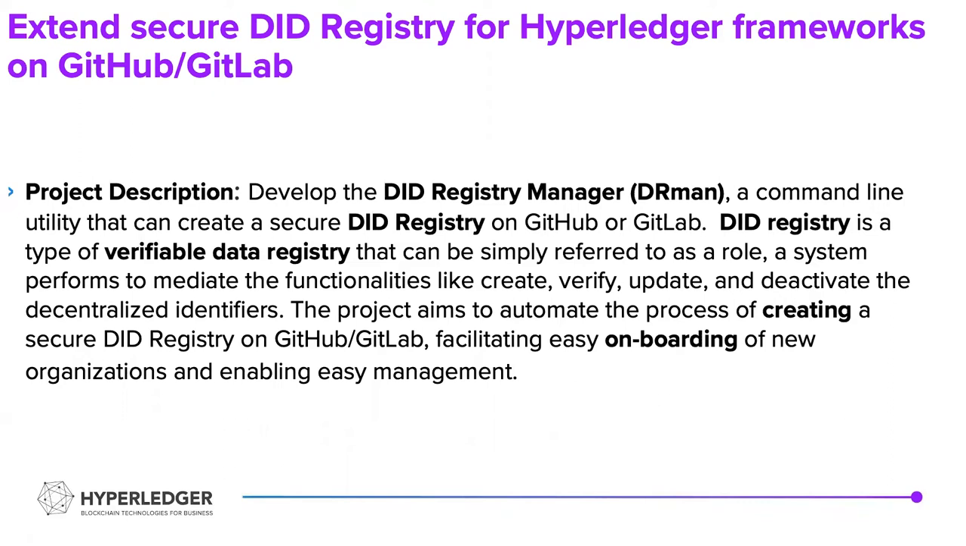So the DID registry is a type of verifiable data registry, which can simply be referred to as a role system that performs functionalities like, for example, creating, verifying, updating, and deactivating a decentralized identifier.